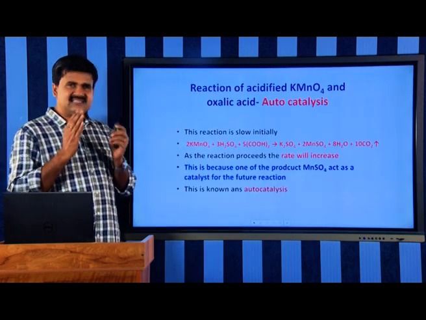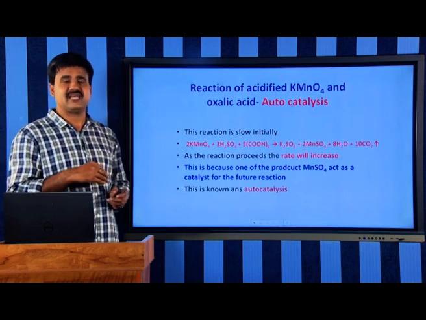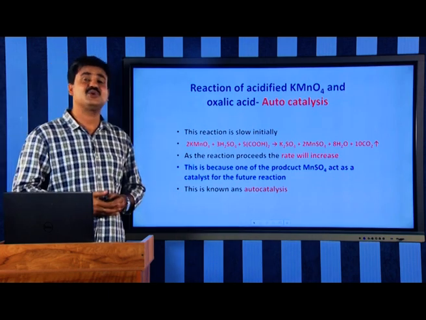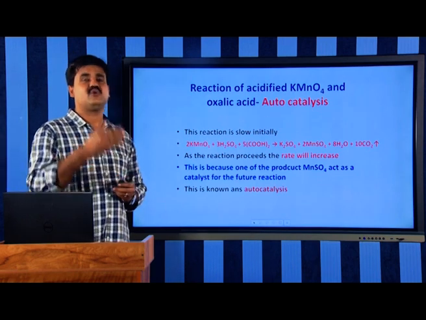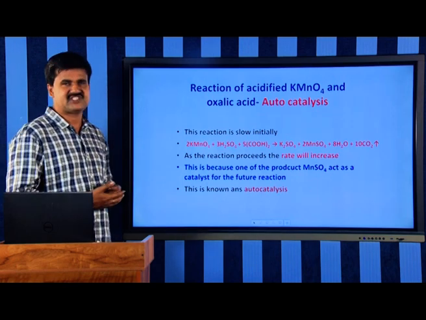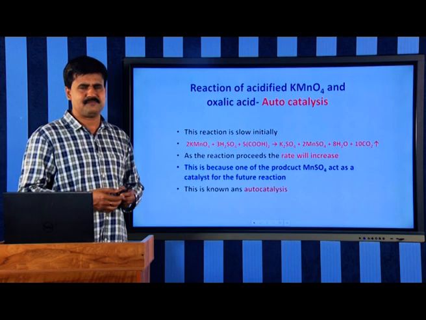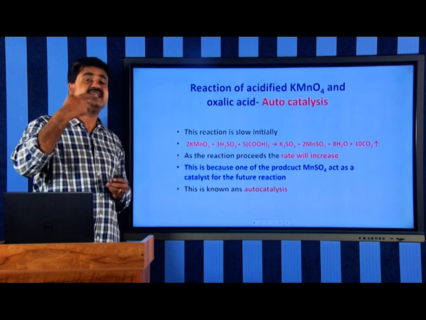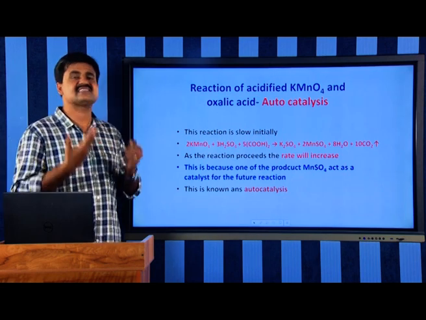Now, the reaction between oxalic acid and acidified KMnO4 shows an interesting aspect, that is autocatalysis. Suppose we are performing the reaction between oxalic acid and KMnO4. The reaction is very slow initially, and the reaction is as per the balanced equation. But after some time, we can see a very increased rate, or the reaction proceeds now very fast. What is the reason for this?